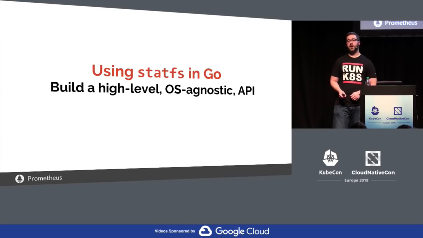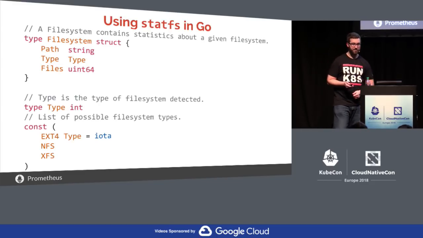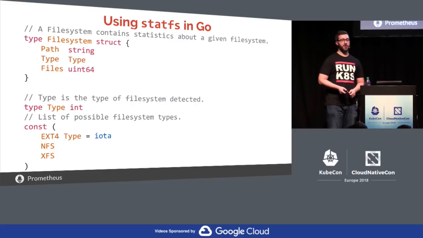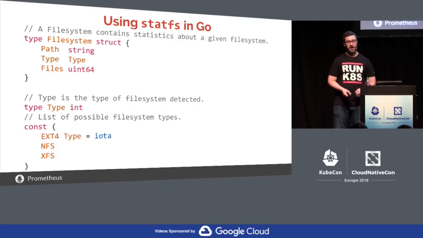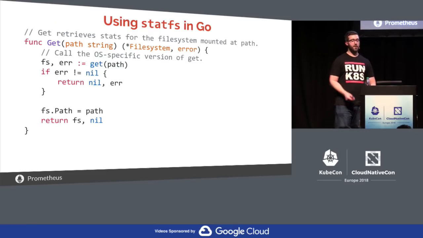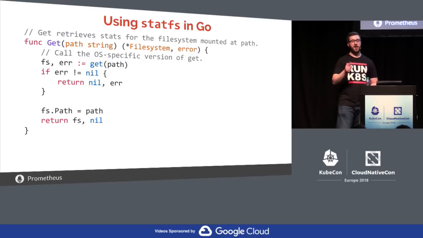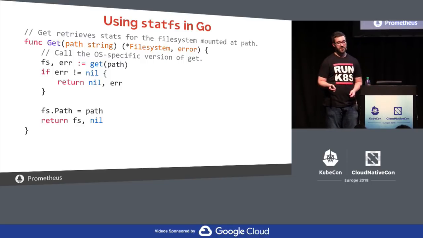So to start, we want to build a high-level OS-agnostic API, because that's the friendly thing to do in Go. So we create this file system structure. It has a path or mount point, a type, which is an enumeration of file system types like ext4 or NFS or XFS, and the number of files that reside within that file system. We create this top-level function Get with a capital G, and this retrieves stats for the file system mounted at path. Within Get, we're going to call get with a lowercase g, and this is going to be our operating system-specific implementation of Get.